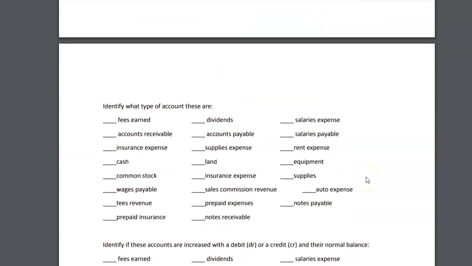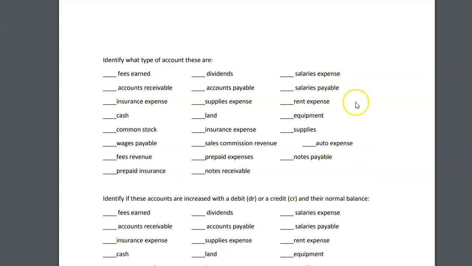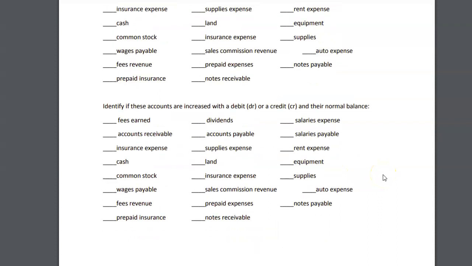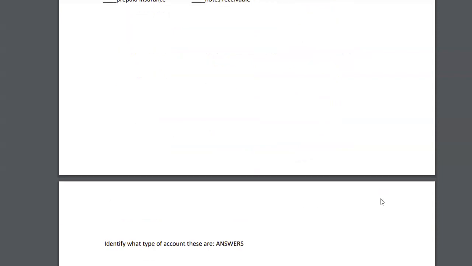Now next you have a listing of accounts and you're asked to identify what type of account they are. So you're going to go through here and note if they're asset, liability, equity, revenue, or expense. Then you have the same accounts again and you're asked to identify if they're increased with a debit or a credit and what their normal balance is. Whatever increases them is their normal balance.